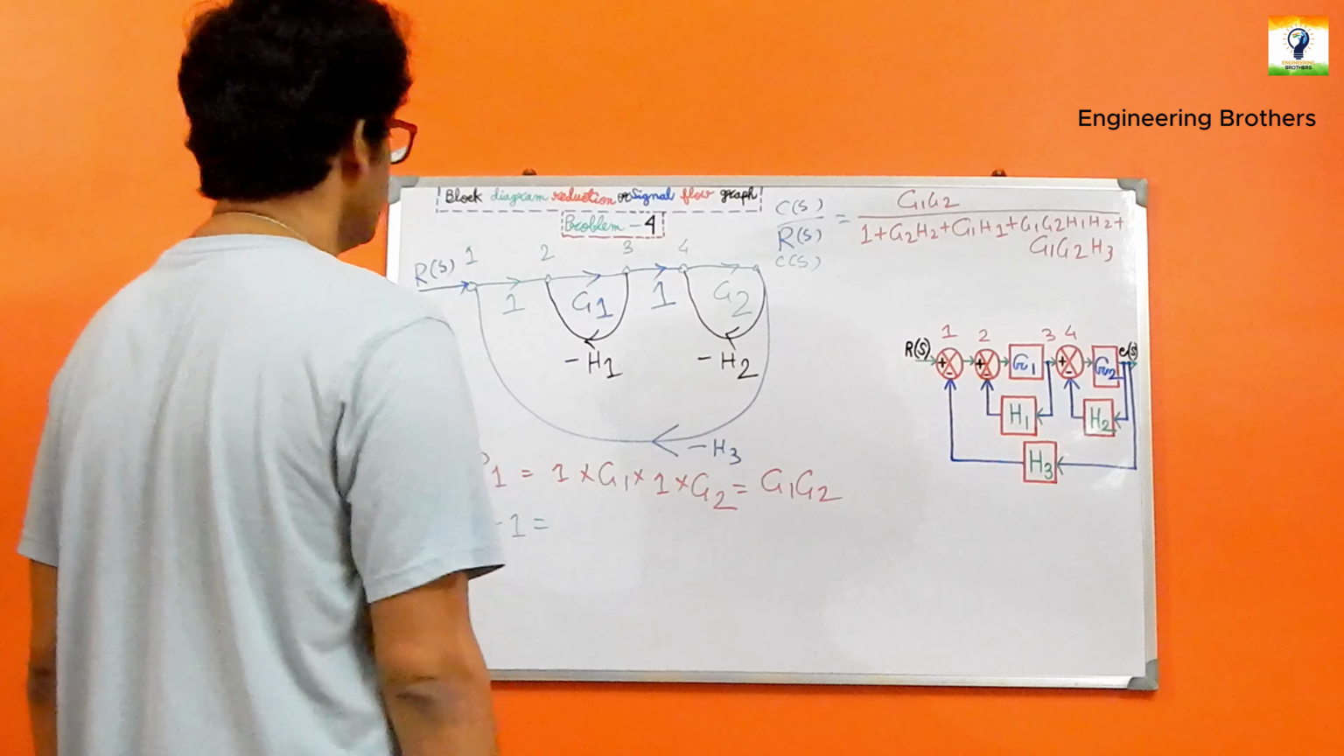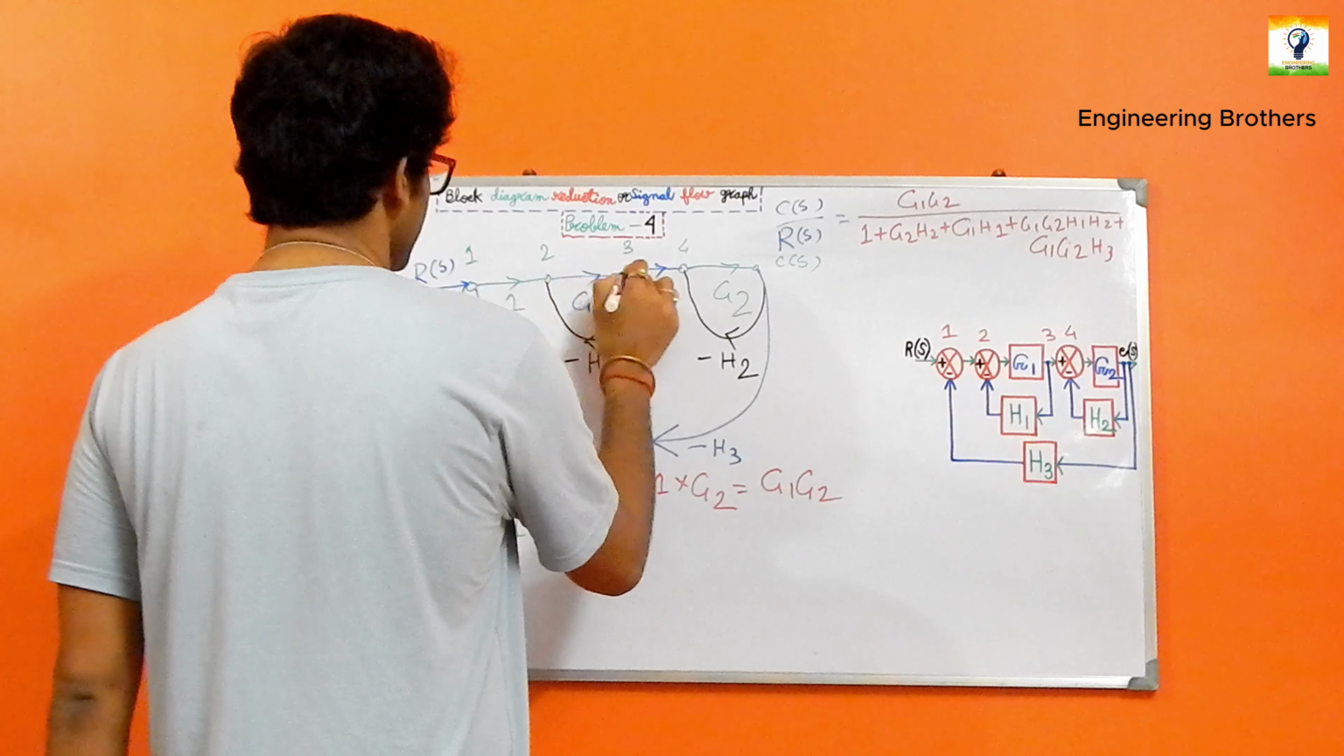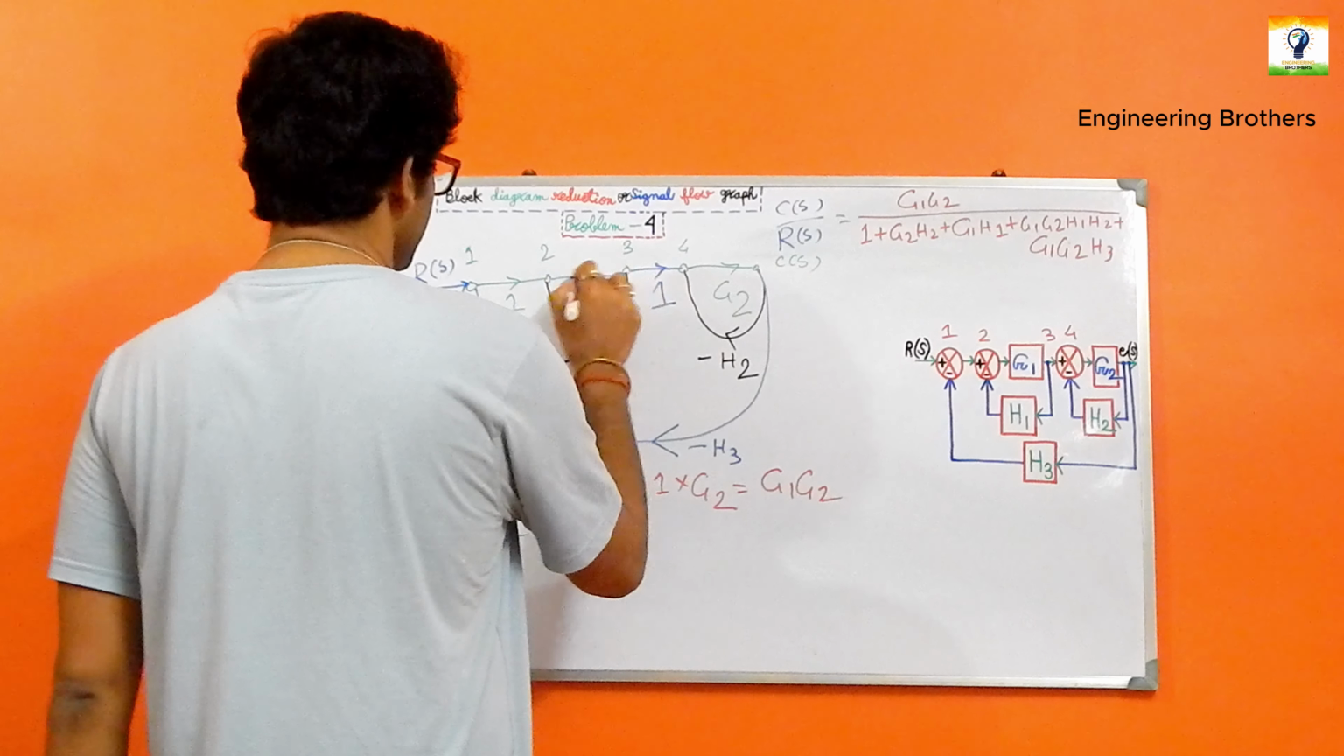And what is that? The L1 has started from 2 and is going to the node 3, and from 3 it is coming towards node 2. This is going to be our loop over here, and what is the gain for that loop? The gain for that loop will be minus of G1 H1.